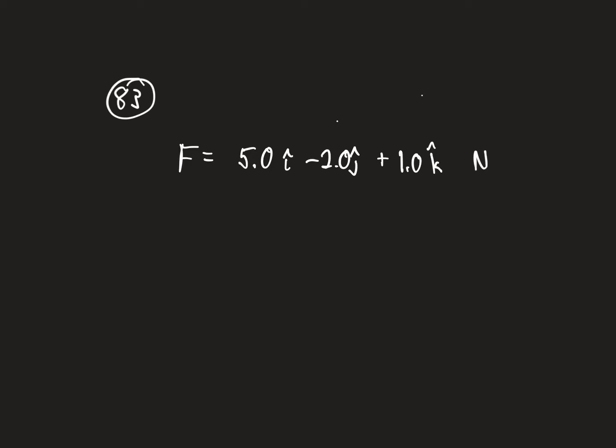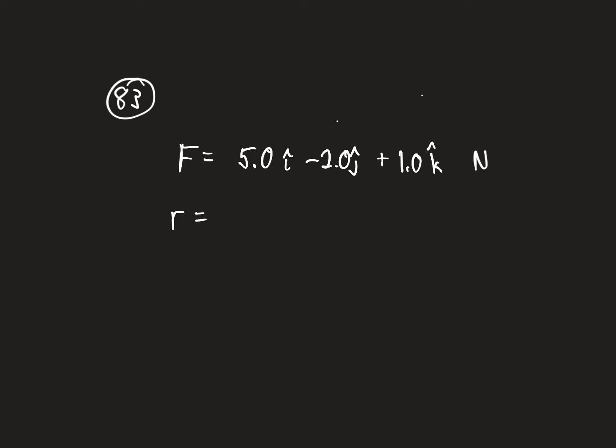So we have problem 83, a force that's equal to 5.0 I hat minus 2.0 J hat plus 1.0 K hat, and that's going to be in newtons. Okay, so this is some force, right? I means we're going in the x direction, J is in the negative y direction, and then K is coming out of the board towards you. So that's our force, and we also have a position where we're applying that force.